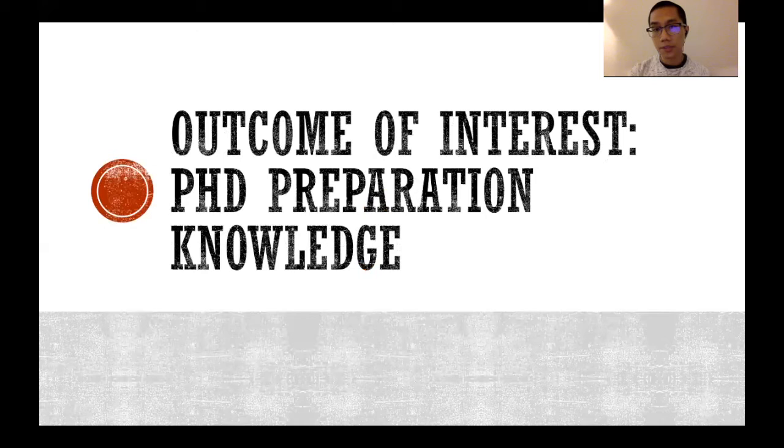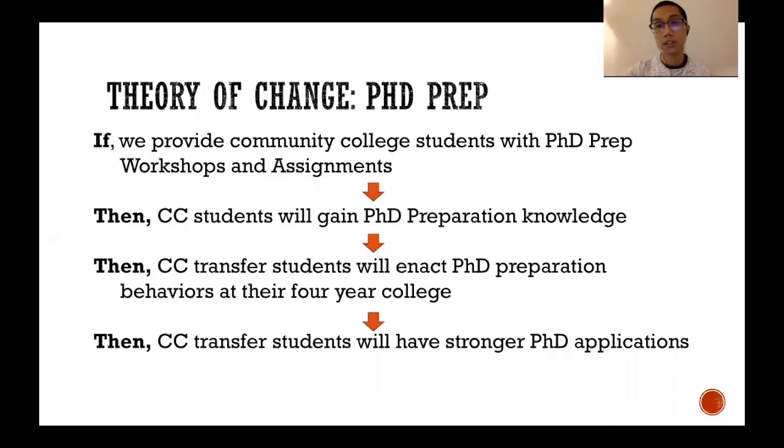A second outcome of interest is PhD preparation knowledge. Again, the theory of change is illustrated through if-then statements. If we provide community college students with PhD prep workshops and assignments, then community college students will gain PhD preparation knowledge. Then community college transfer students will enact PhD preparation behaviors at their future four-year college. Then community college transfer students will have stronger PhD applications.